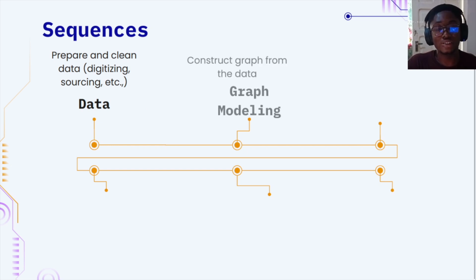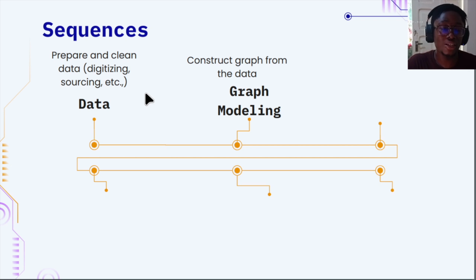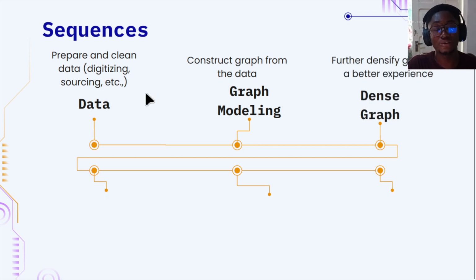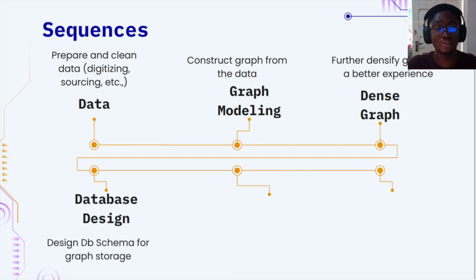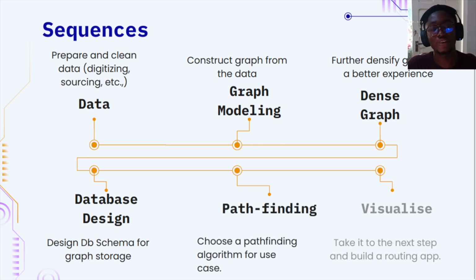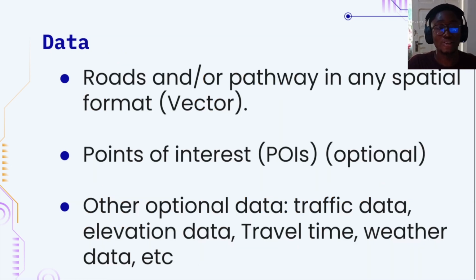And second is graph modeling. We build a network or a graph from this data. So this model allows us to represent pathways and intersections accurately. From then we densify our graph, which we will talk about, and then we move on to database design. We design a schema to store our graph and we choose a pathfinding algorithm for our use case. Then finally, we take it to the next step to build a routing application.